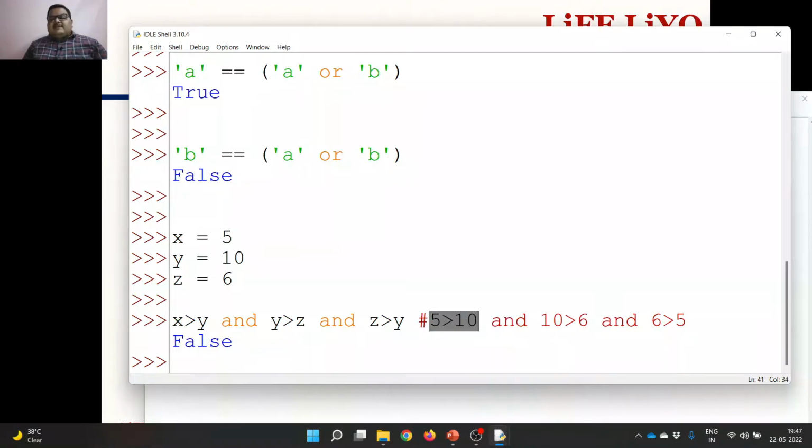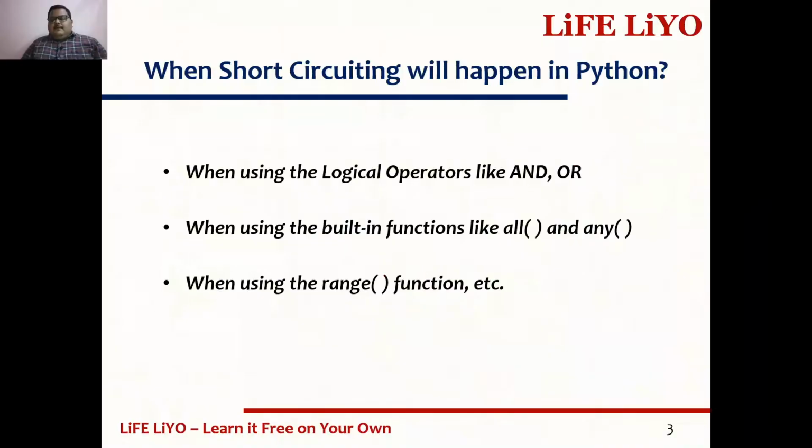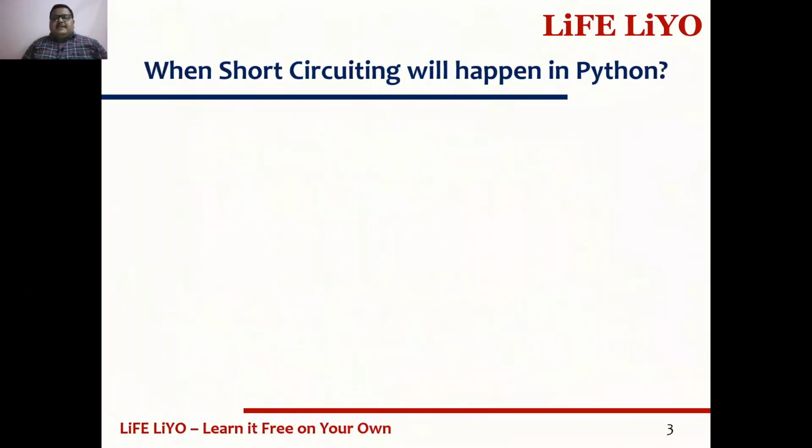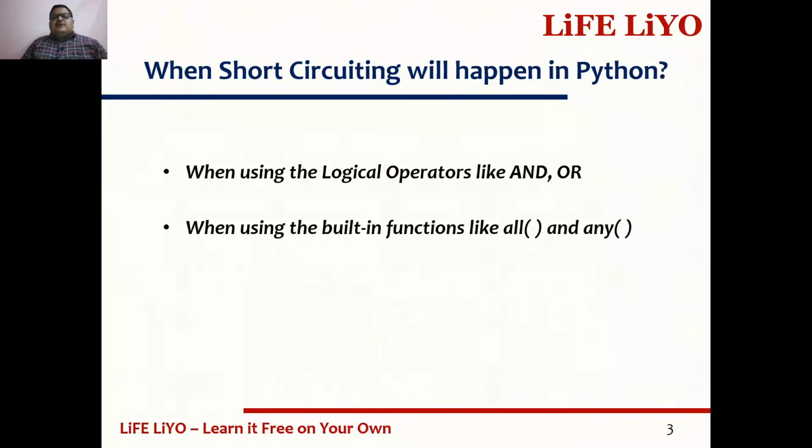Whenever the first condition satisfies or negates the expression, it is not going to evaluate the remaining expression. This is called short circuiting. It mainly occurs in AND and OR operations, and also it may occur in the all function, any function, and range function.